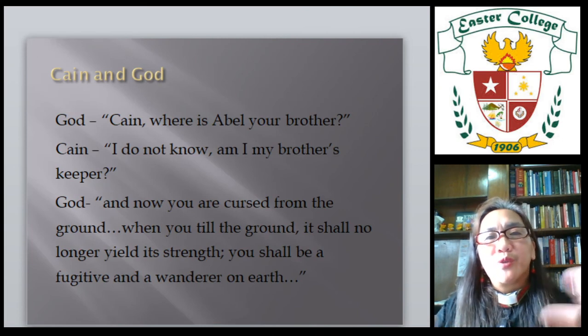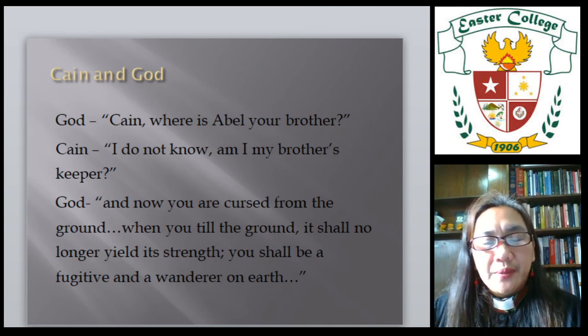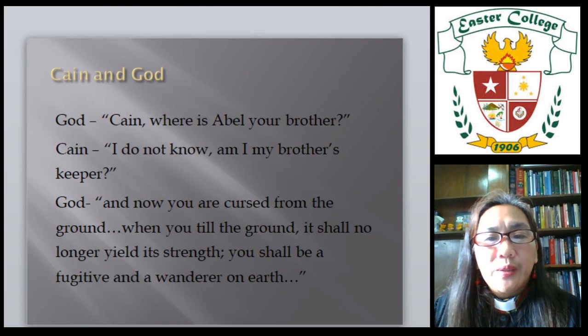Now, this is the conversation after the killing, the murder. So, God said, Cain, where is your brother? Where is Abel, your brother? Sabi ni Cain, I do not know. Am I my brother's keeper? Sabi pa niya. Galit pa siya. Eh, talaga namang totoo, eh, pinatay niya.